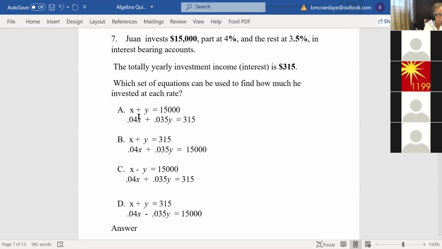Now, the amount that you invested, your interest income is going to be your percent times the amount you invested. So for the 4%, change the 4% to a decimal. It's going to be 0.04 times X, the amount invested. When you invest in it with the 3.5%, change that to a decimal, 0.035 times the Y amount invested gives you the total investment income interest of $315. See, the 315 is interest, the 15,000 is the total invested.